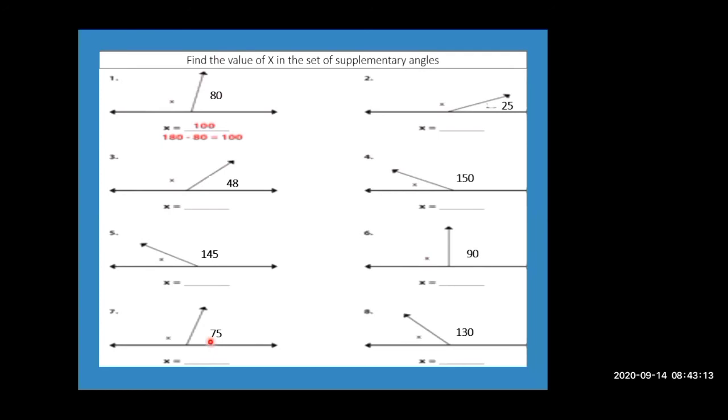Very good, students. 75 degrees is given here. What will be the value of x? 105. Yes, 105. 180 minus 75 is 105. Very good. 130 degrees is given. 50 degrees. Yes, only 50 degrees.